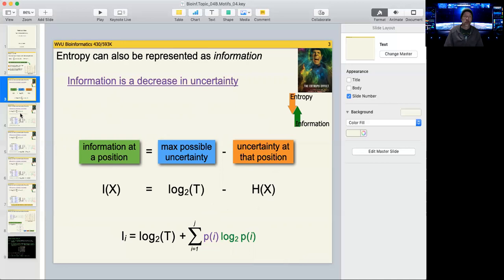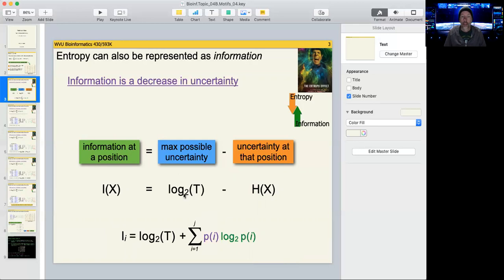And to connect it back to motifs, positions with high information are well-conserved positions. They're positions that we might include in a motif. Remember, a motif is a conserved pattern. We can also think of a motif as a pattern with high information.